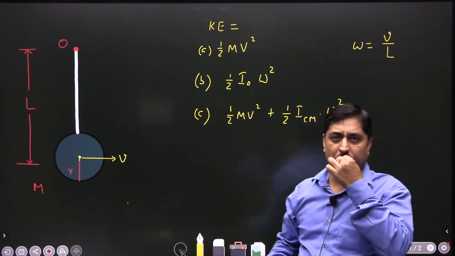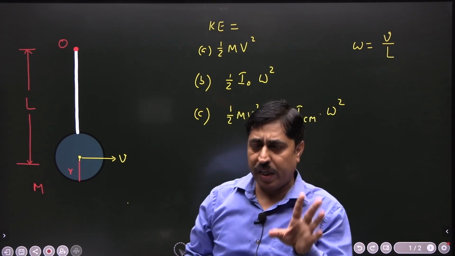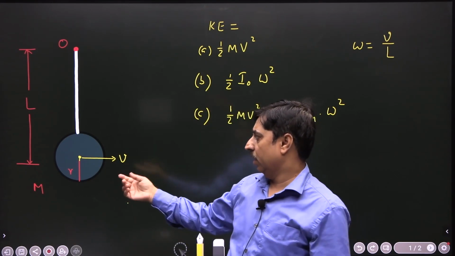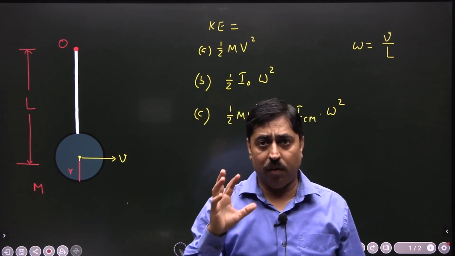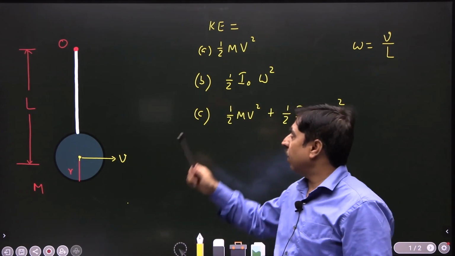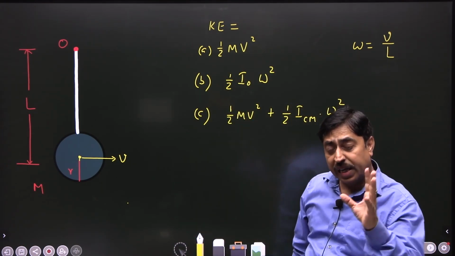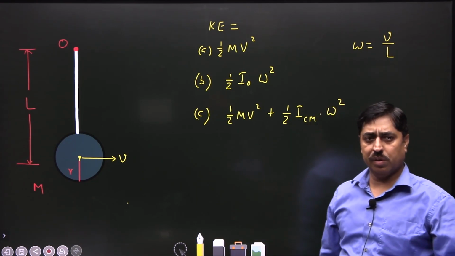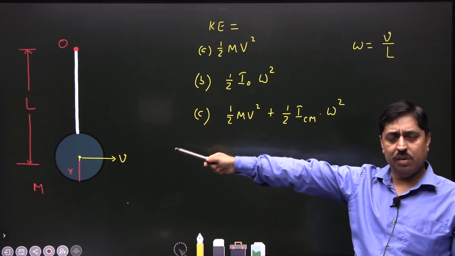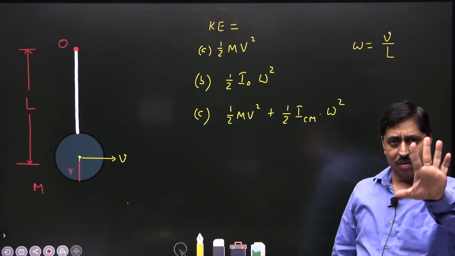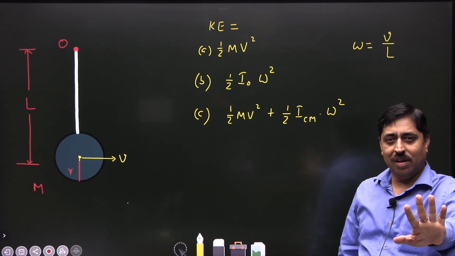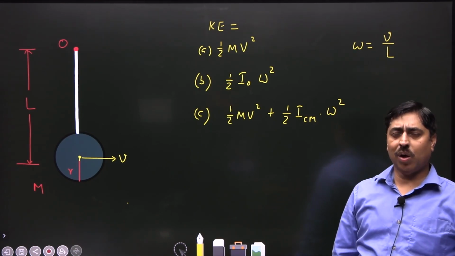So, I have given you three options for writing the kinetic energy of this object. Immediately after I push it, its center is moving with speed v. Now, I am asking which of these three is the correct expression for kinetic energy of this object. Please do think for a moment. Think for 5 minutes in fact, and then look at what I am saying.